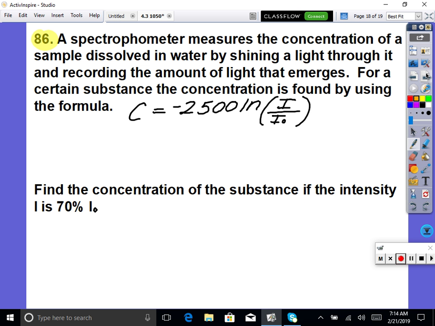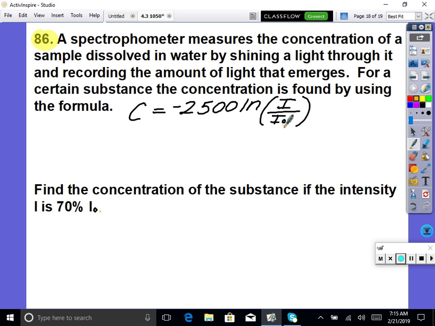It says, find the concentration of the substance if the intensity I is 70%. Maybe I didn't finish writing that down. What the heck? Find the concentration of the substance, that would be C, if the intensity I is 70%. Oh, no. Oh, it's 70% of I naught, or I zero, or I sub 0. Sorry, that's how they say it in calculus, I naught. All right, we can do that. All right, so I is 70% of I naught.